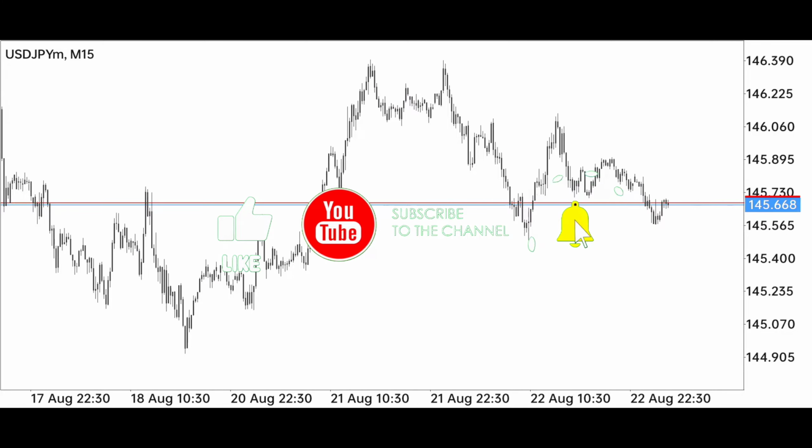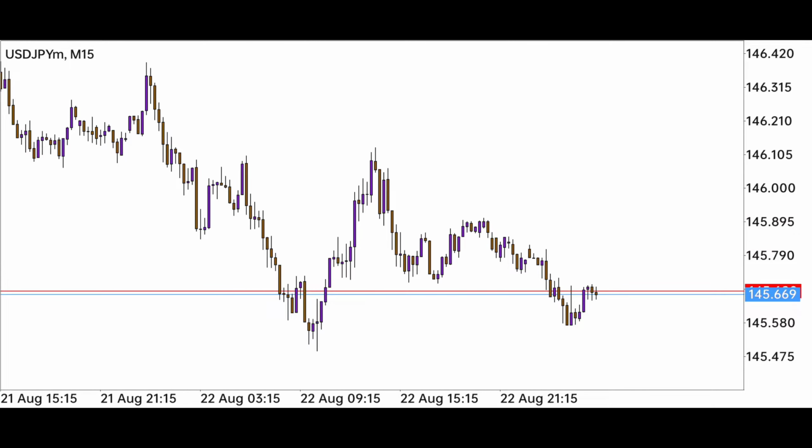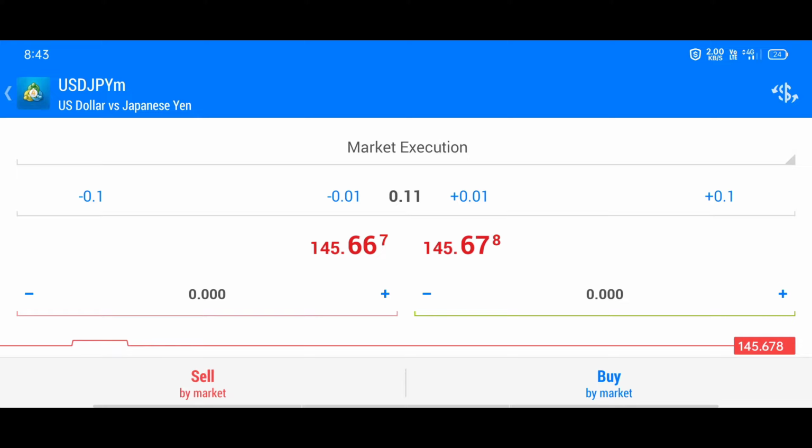Today we are again trading dollar versus Japanese yen. You must have seen the previous video where we worked on retracement strategy. In this video we will work on breakout strategy. You should always try to understand price action, which will work all the time except sometimes.